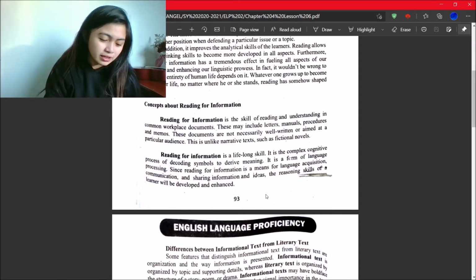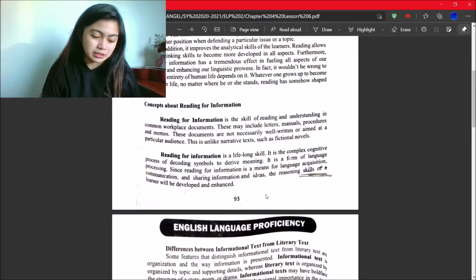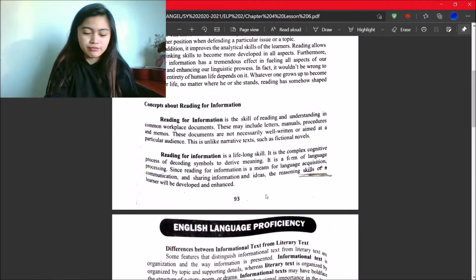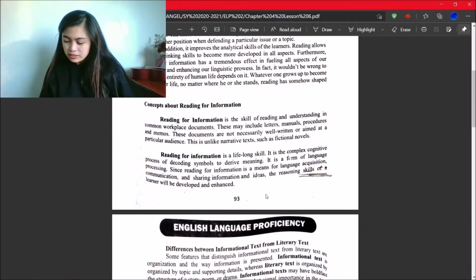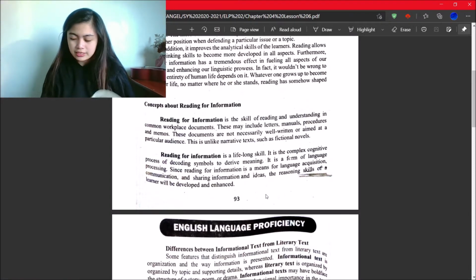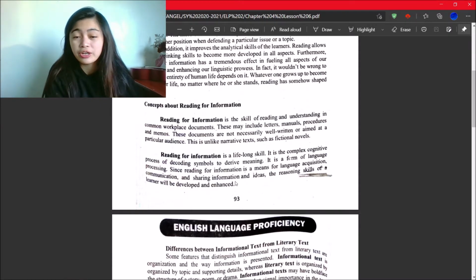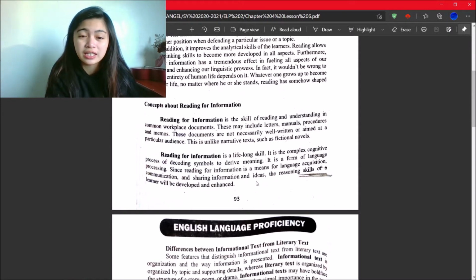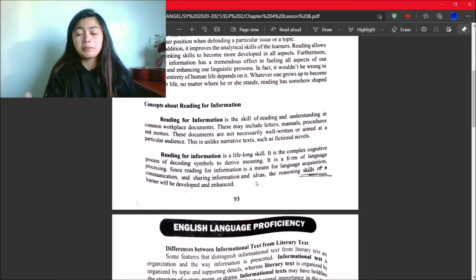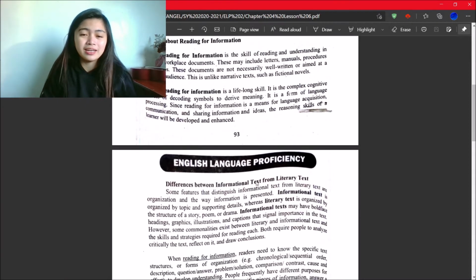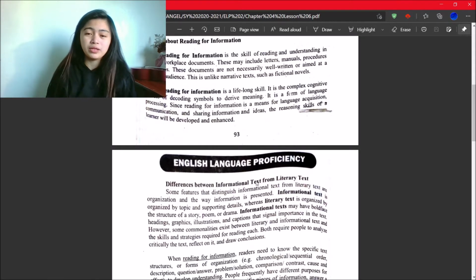And yeah, it is the complex cognitive process of decoding symbols to derive meaning. So, since reading for information is a means for language acquisition, communication, and sharing information and ideas, the reasoning skills of a learner will be developed and enhanced. Yung sinasabi ko kanina. So, what is the difference between informational text and literary text?